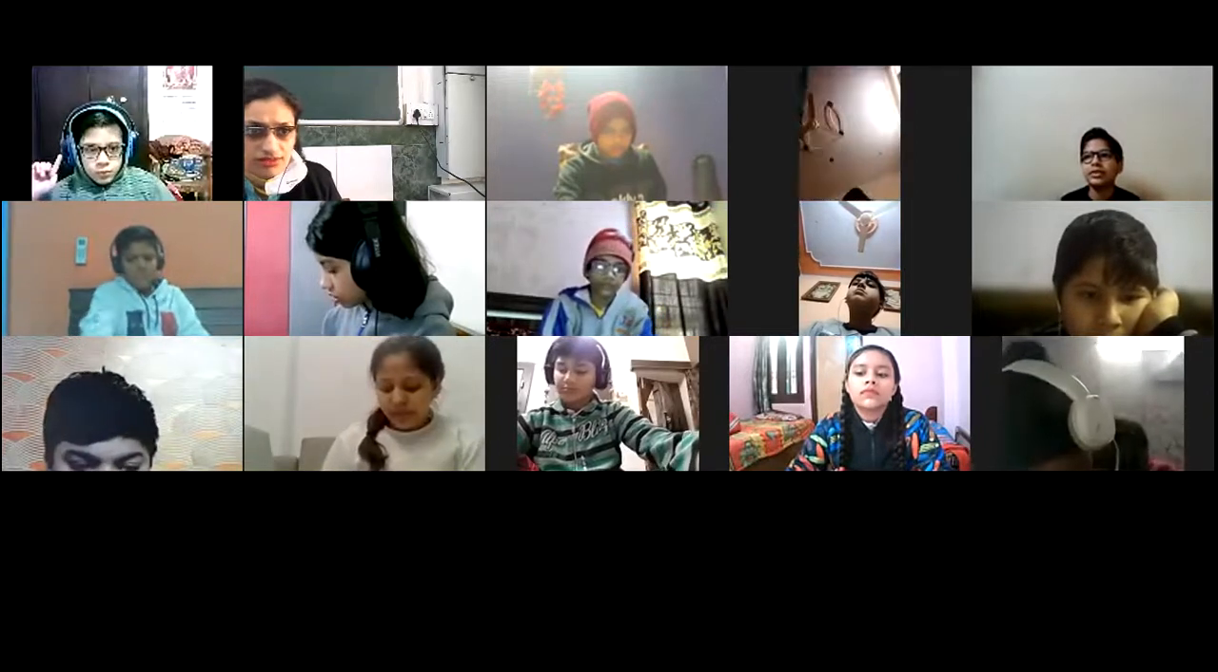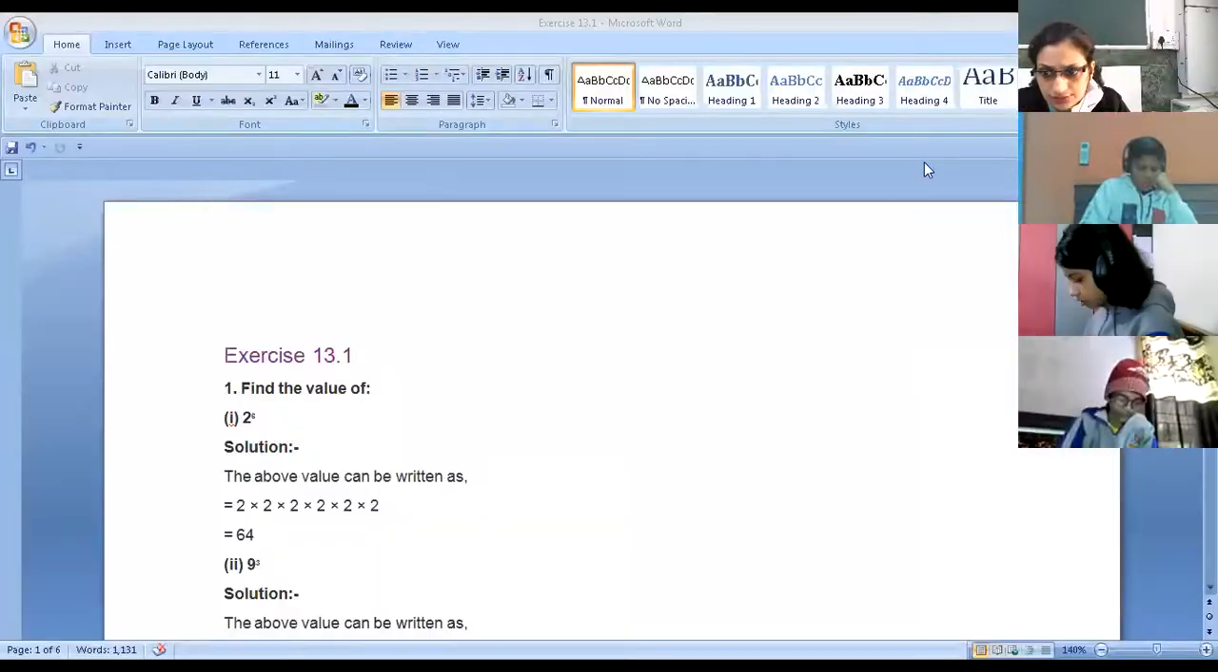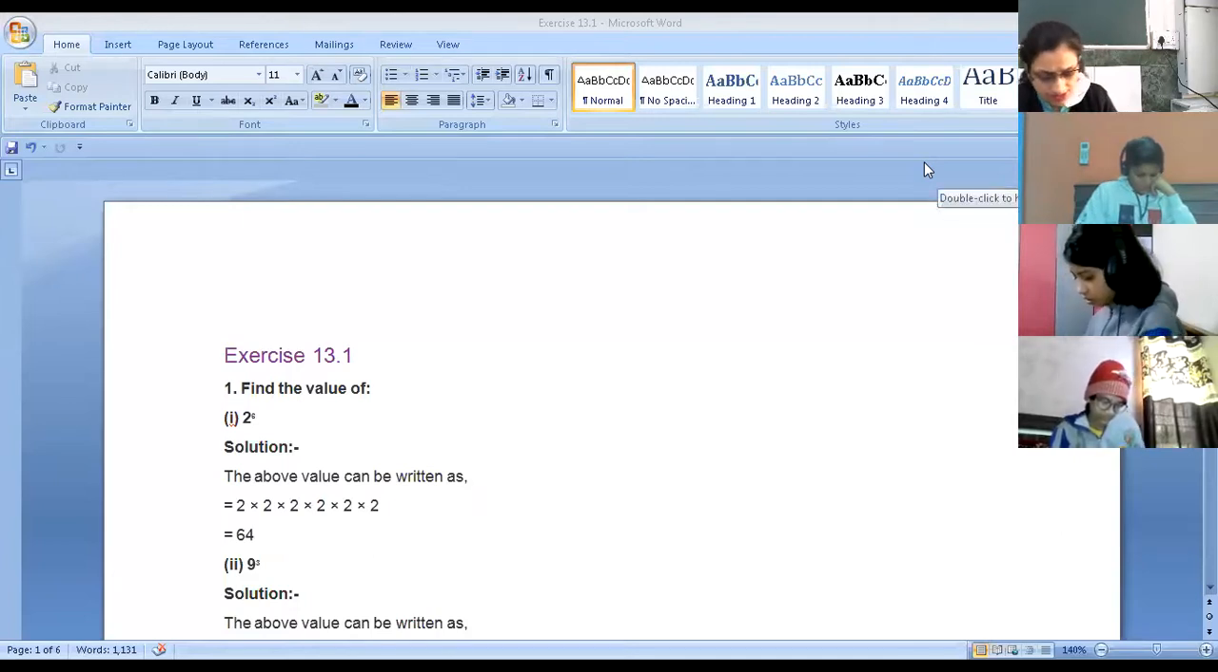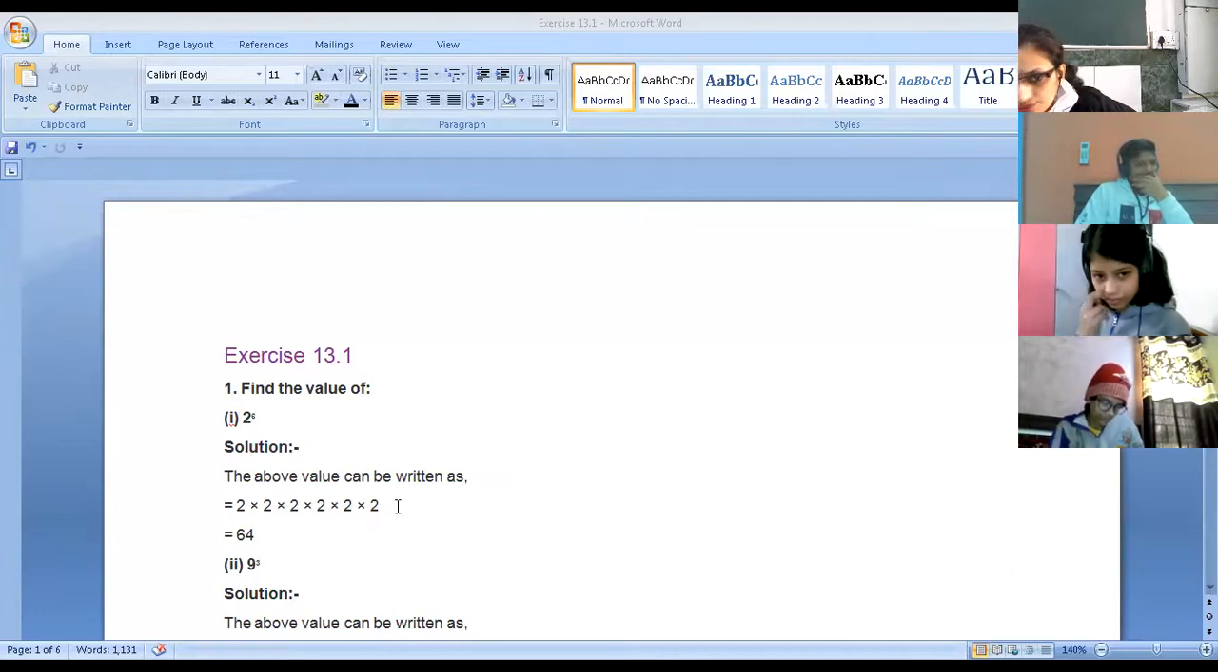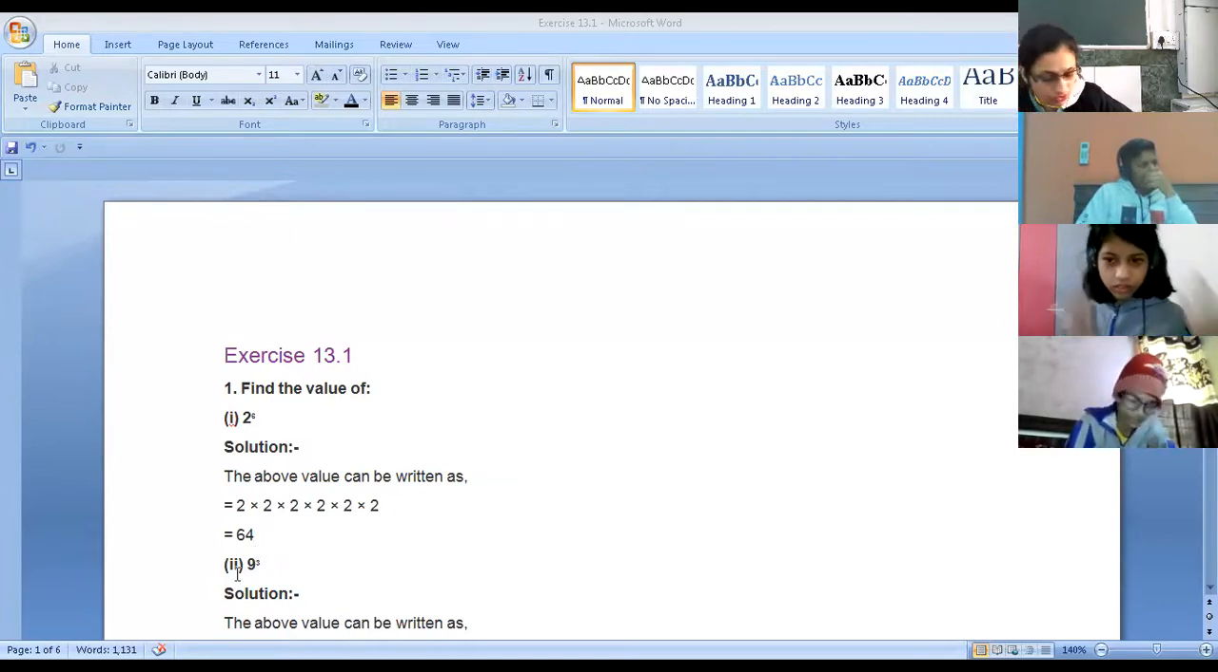So let's start with the exercise now. Exercise 13.1. Find the value of 2 raised to the power 6. So 2 raised to the power 6 means 2 is multiplied 6 times. So you will be writing like this: 2 multiply 2 multiply 2 multiply 2 multiply 2 multiply 2. When you multiply all the 2's together, you will get the answer 64. So in this way, you have to solve your question number 1.